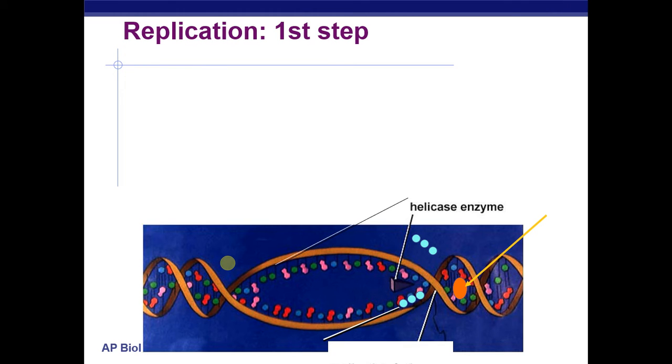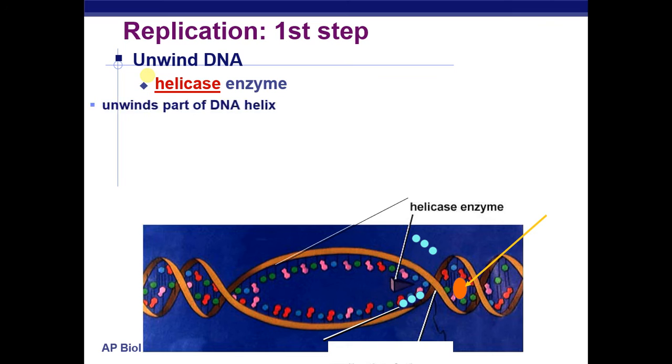So we're going to break this into 4 steps. The first step is we're going to unwind the DNA. An enzyme named helicase, and this is going to be an important one to know, you can think of it as a pair of scissors, unwinds and parts or cuts the hydrogen bonds to kind of unzip the DNA into two separate single strands. So there's the helicase enzyme, that purple triangle.